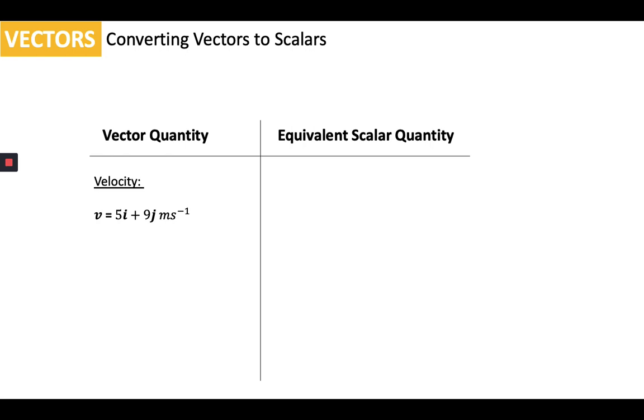Now, an equivalent scalar quantity for velocity is speed, but speed does not have a direction. We've looked at converting vectors to scalars before, and the way we do this is we just find the magnitude of the vector. So if you're ever asked to go from a velocity to a speed, all you need to do is find the magnitude of that velocity. Velocity is 5i plus 9j, and that means the speed is the magnitude of that, which is the root of 106.